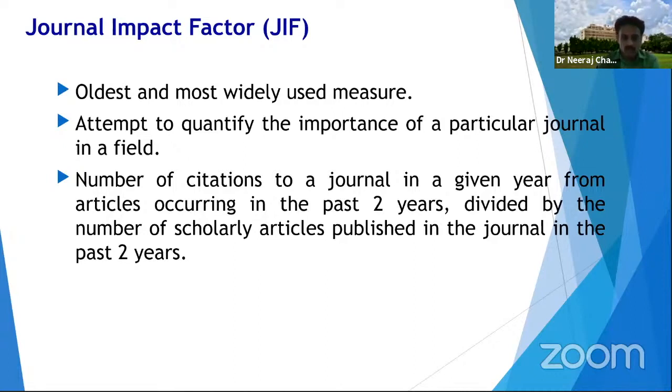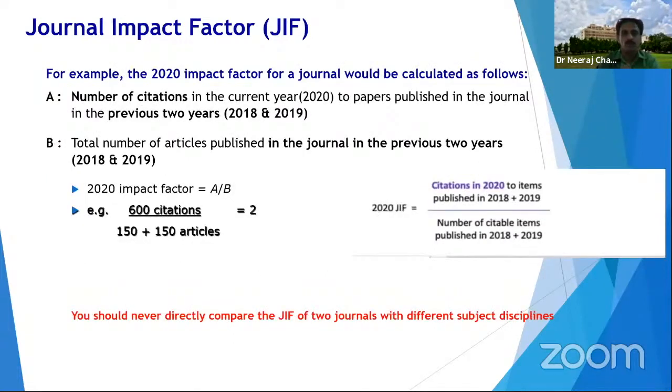There is a formula used for calculating it. Suppose we want to calculate the impact factor for 2020. We take the total number of citations received in 2020 by papers published in 2018 and 2019. We divide those citations by the total number of articles published in the journal in those two years, 2018 and 2019. So this is the formula for calculating the impact factor of an individual journal.